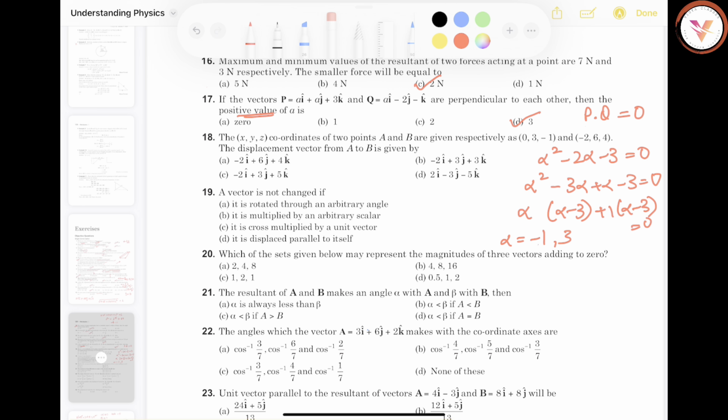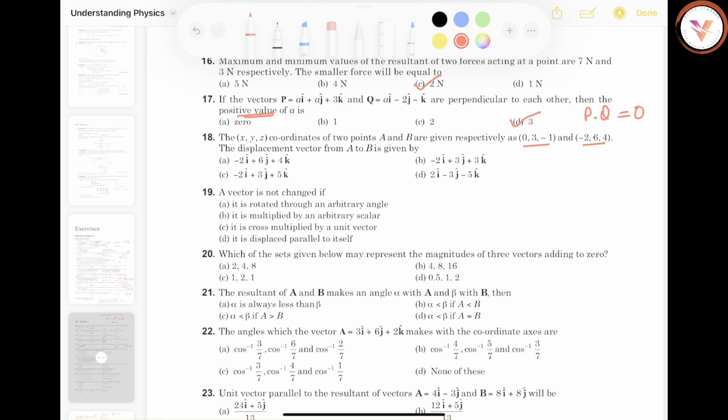Okay. Next is, if x, y, and z coordinates of 2 points A and B are given respectively as this and this, a displacement vector from A to B. So from A to B, you have to subtract B minus A coordinates. B minus A. So it's minus 2, 0 is minus 2 i cap. 6 minus 3 is plus 3 j cap, and plus 4 minus minus 1, that is 4 plus 1, 5 k cap. So the C1 is the correct one.